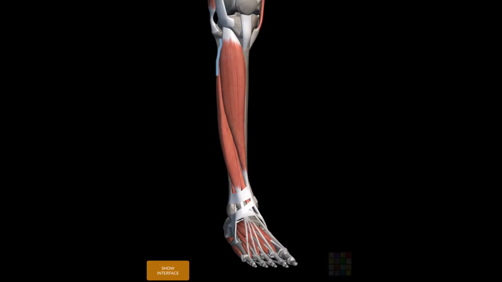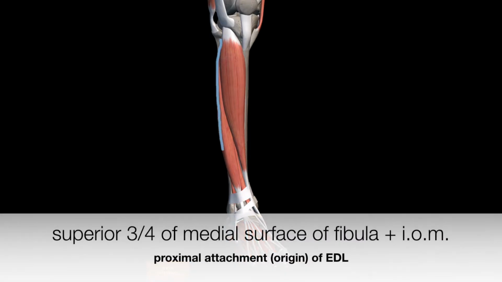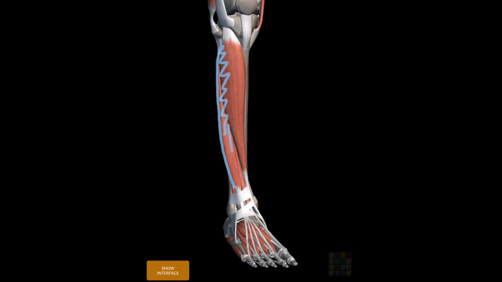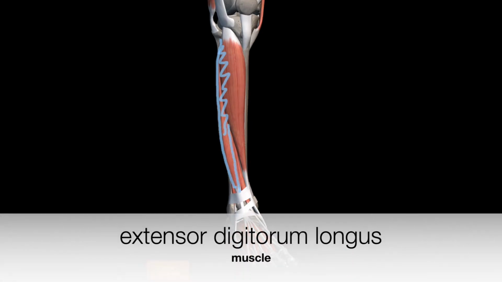Also arising proximally, this time from the fibular and interosseous membrane in this area here, partially hidden by tibialis anterior, is extensor digitorum longus.